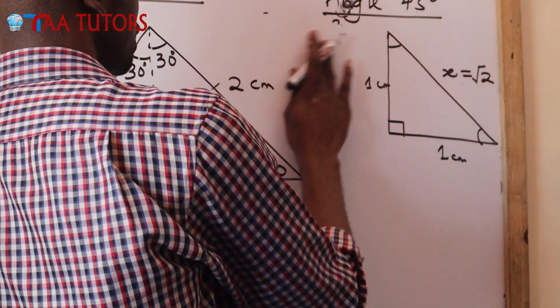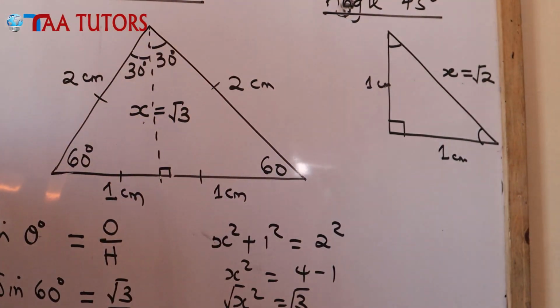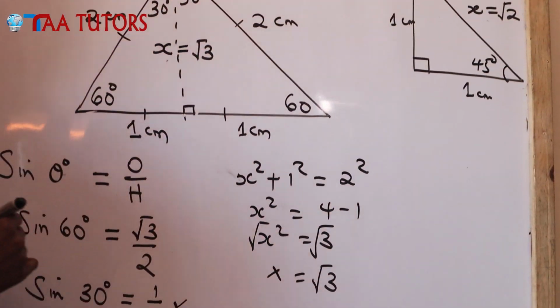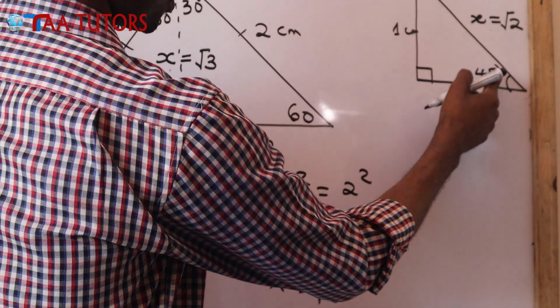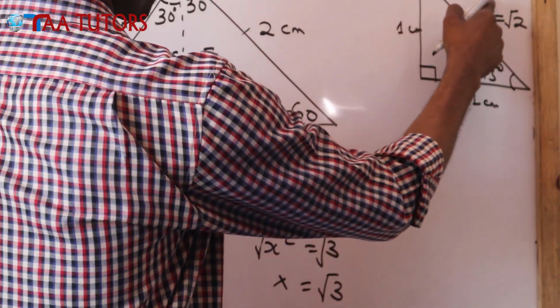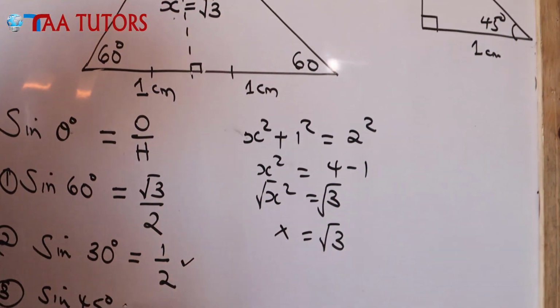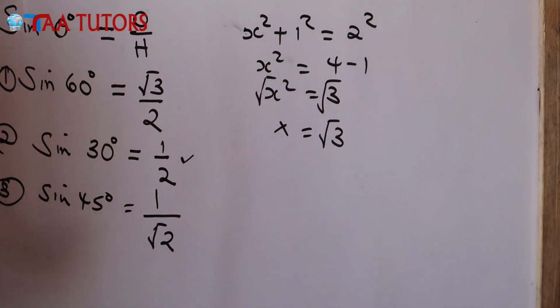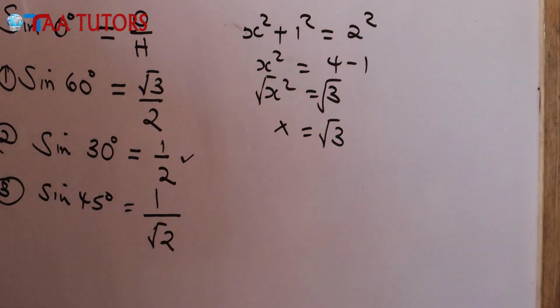Once we know that, then sine 45, if this is our 45 degrees, what will it be? Sine 45 is equal to opposite over hypotenuse, which is 1 over surd 2. You see that one also has a surd.